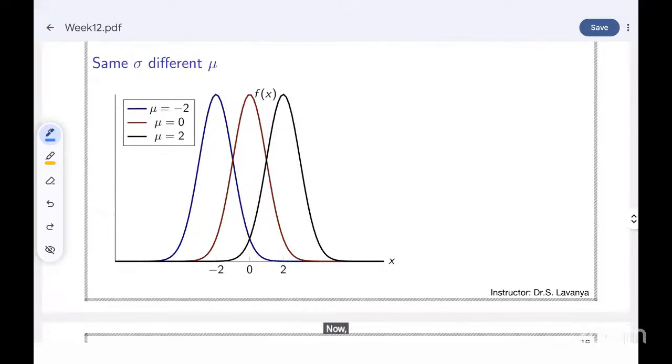Now same sigma, different mu. Here mu is just different, while the sigma is the same, so the spread is the same. Only the position of the mean is changing. It's just like shifting the same graph to a different position, right?